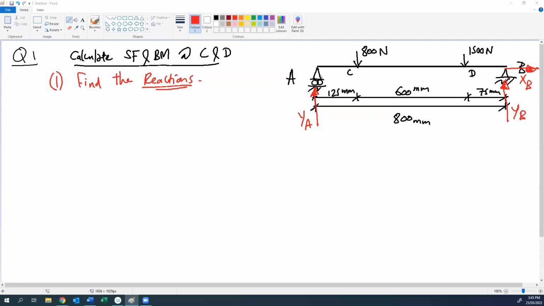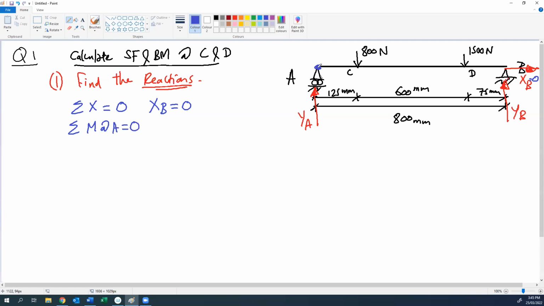So how can we find these reactions? If we apply the equilibrium equations, the first equation is summation of forces in the x direction equal to 0. Because we don't have any horizontal forces, XB should be 0. The next equilibrium equation is summation of moments at point A equal to 0.